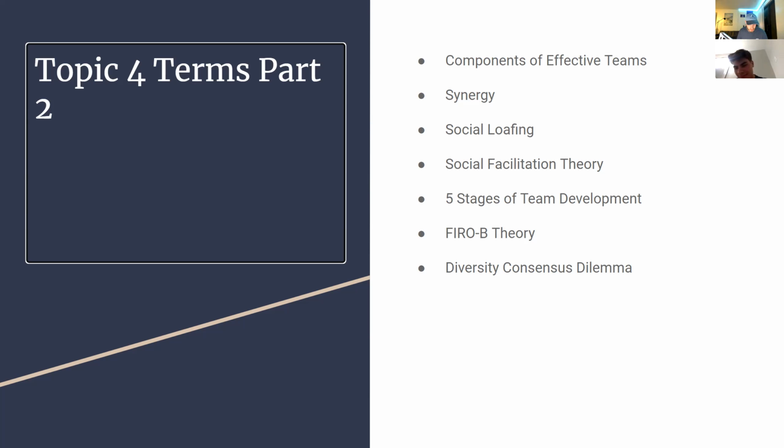The 5 stages of team development are the forming stage, the storming stage, the norming stage, the performing stage, and the adjourning stage. The forming stage is where people start to get to know each other. It's the first interactions that everyone has when they enter a new team. The storming stage is where personalities start to come out, and everyone has gotten past the initial meeting.